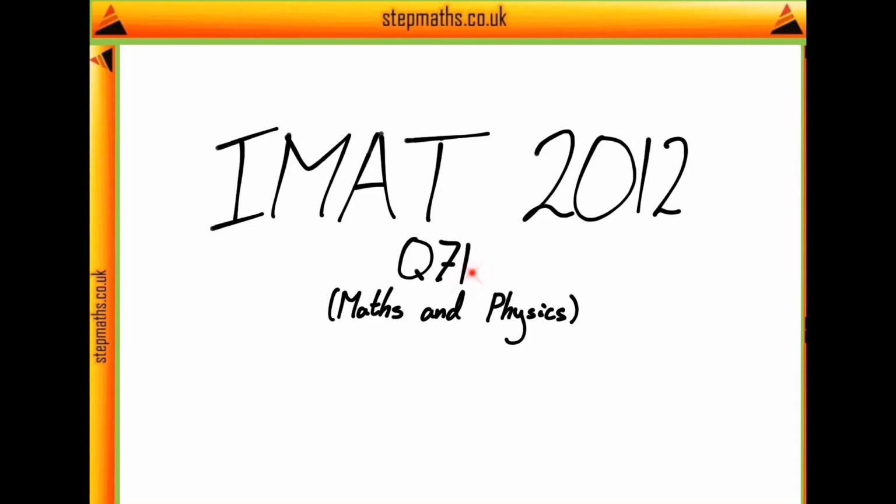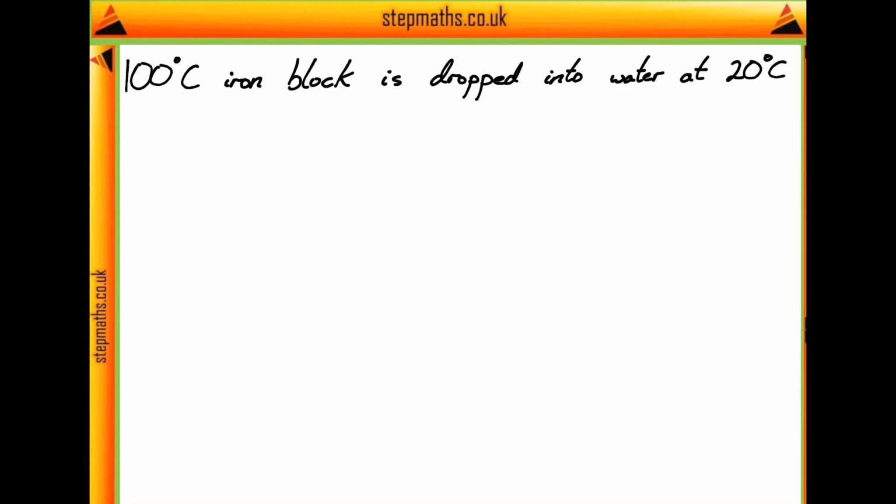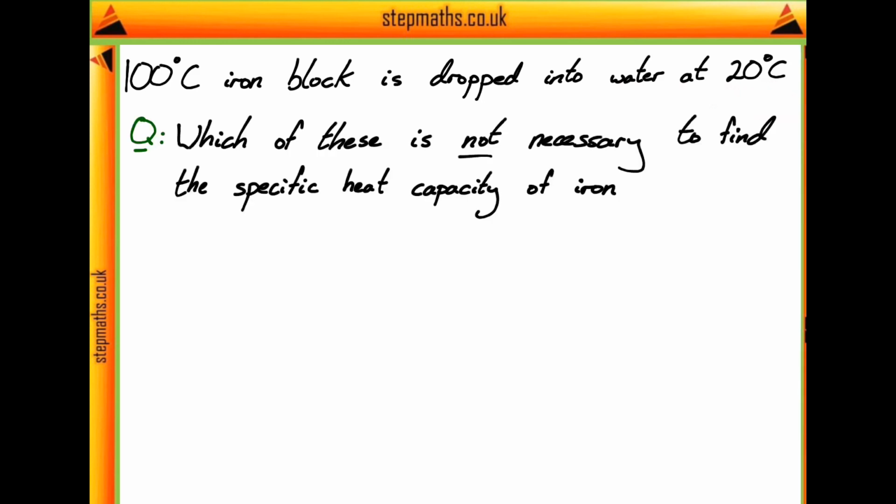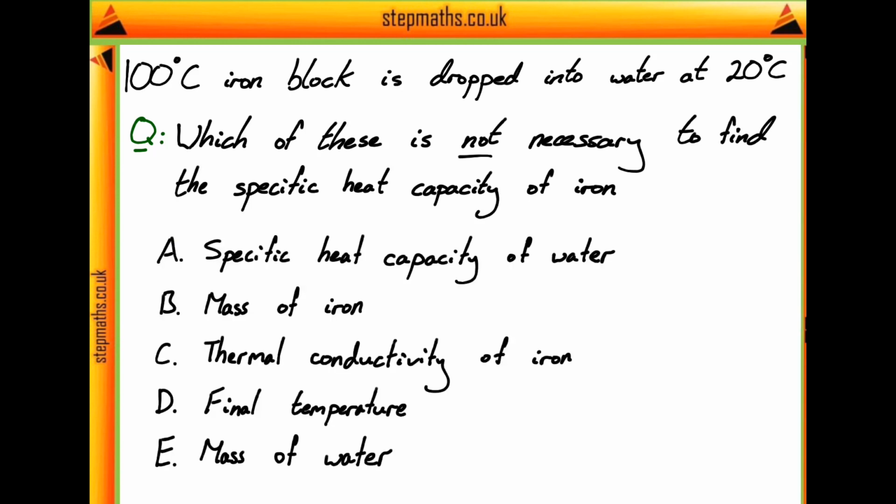Here we're going to look at question 71 from the IMAT 2012 paper. In this question, we're told we have an iron block which is at 100 degrees C and it's dropped into some water which is at 20 degrees C. Then the question asks us which of these is not necessary to find the specific heat capacity of iron, alongside which it gives us 5 different choices or variables which could be involved in this reaction.